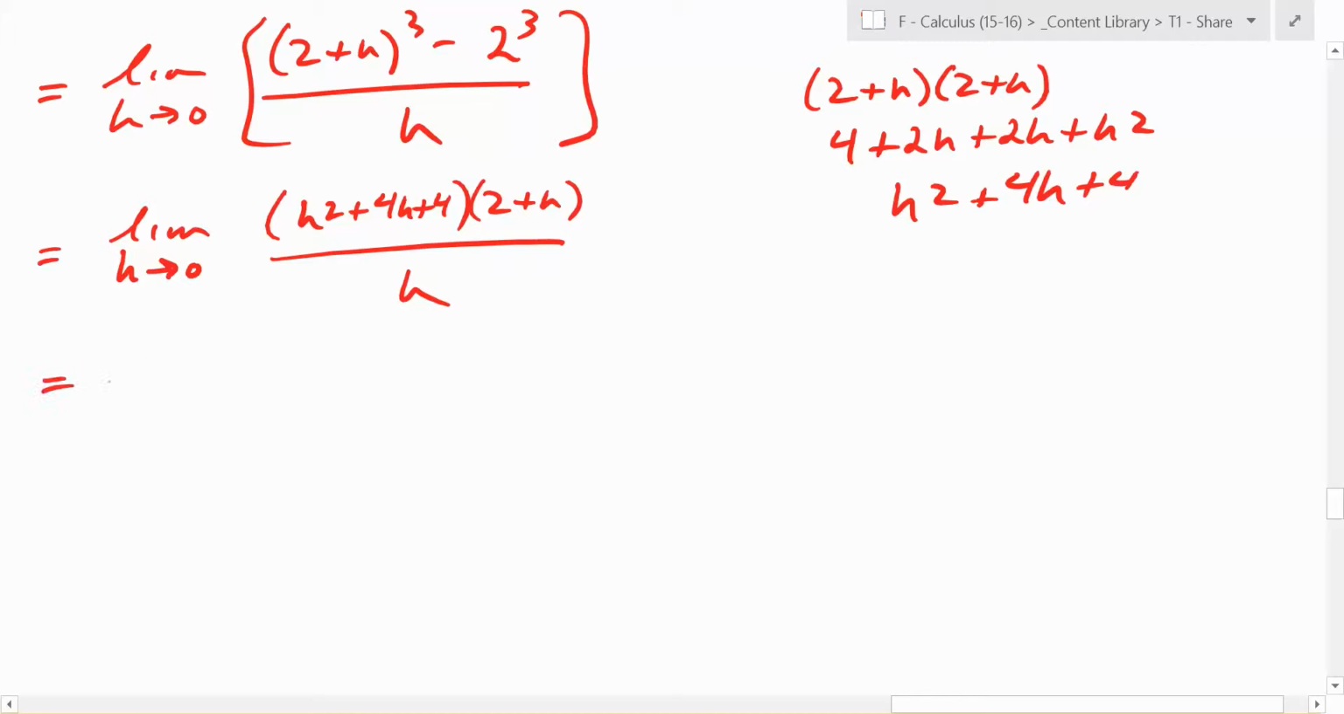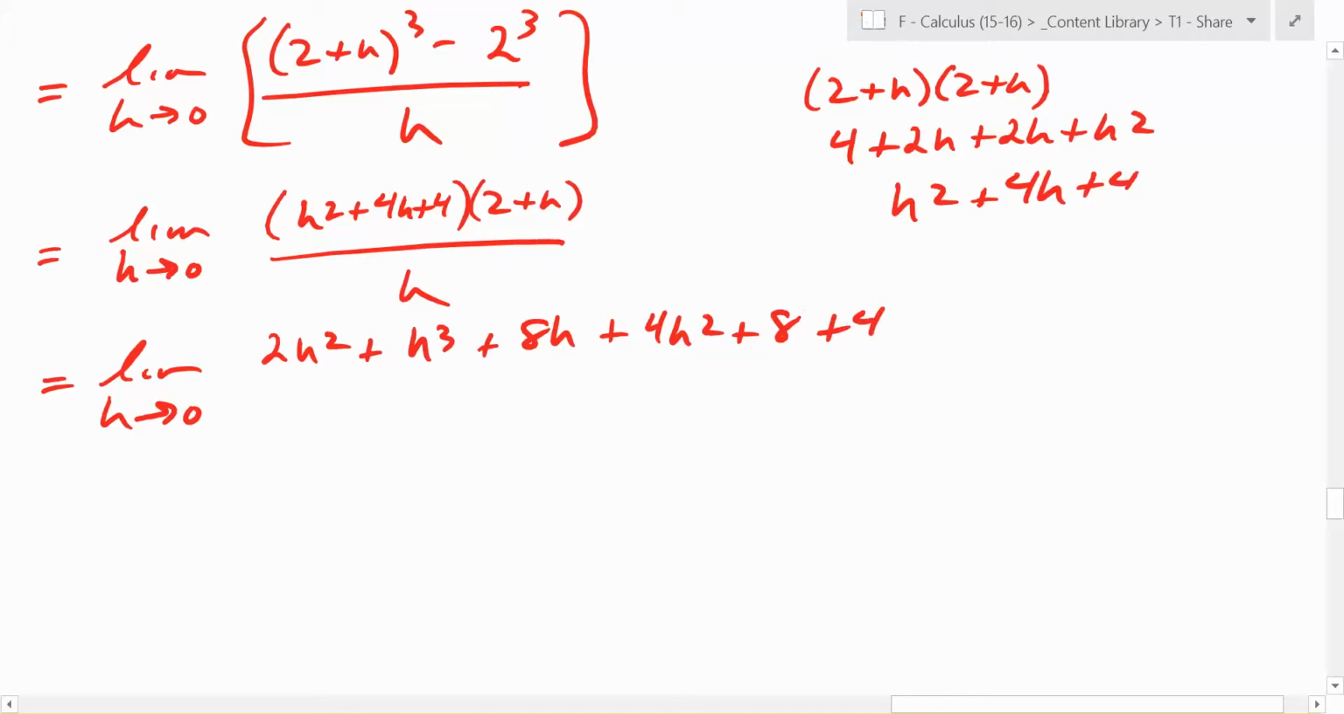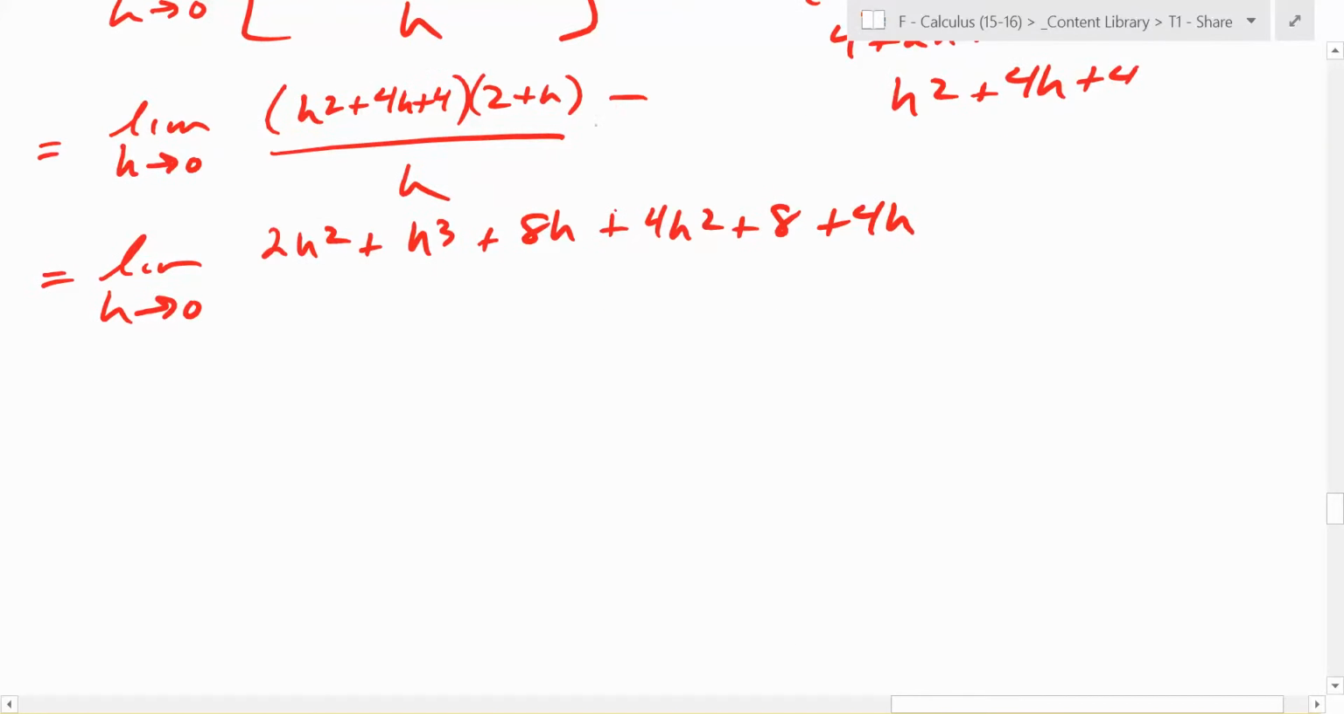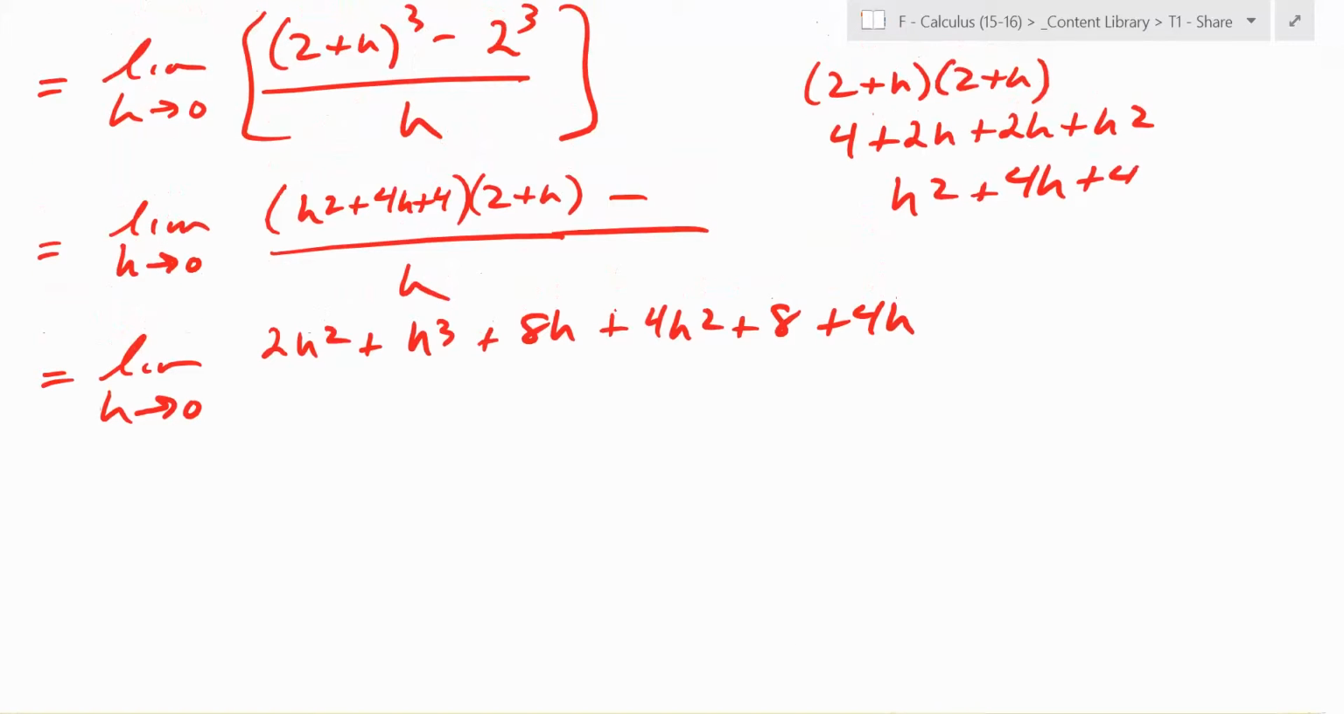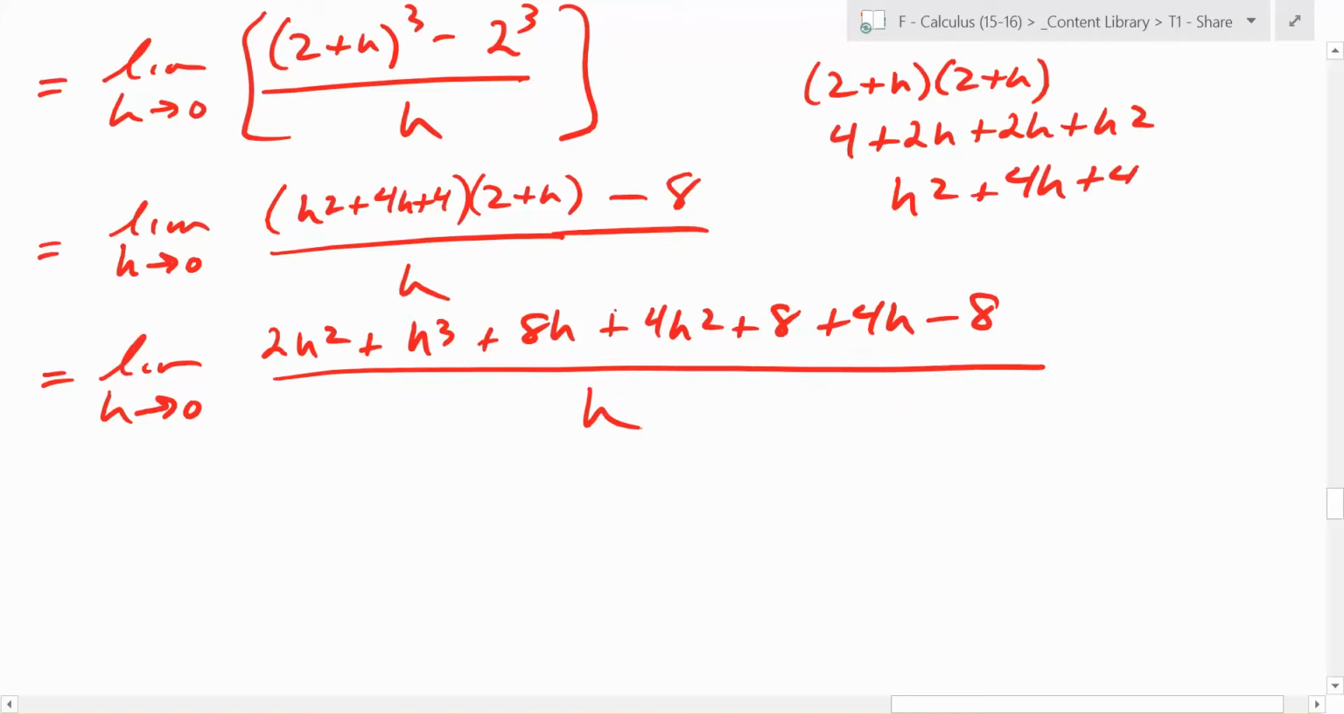So we have the limit as h goes to 0 of what? 2h squared plus h cubed plus 8h plus 4h squared plus 8 plus 4h. But then what's at the end here? What did we forget there? Minus what? 8. There's minus 8. You need that minus 8. So this is where you just have to make sure this step is right, going from here to there was the most common place people could make a mistake.